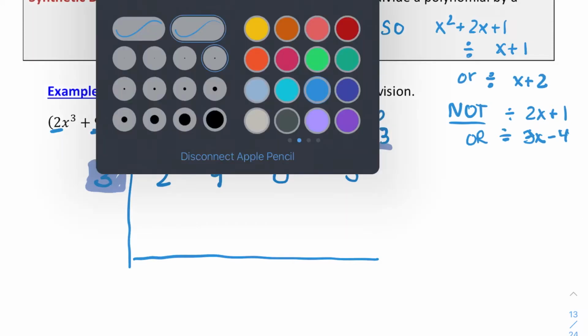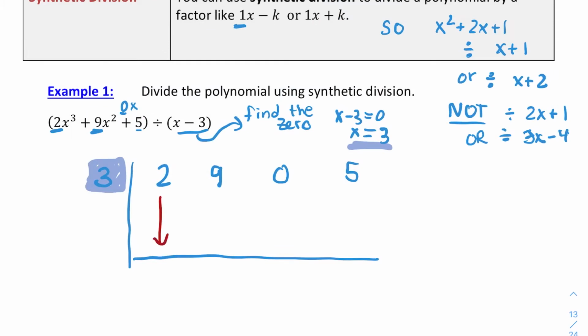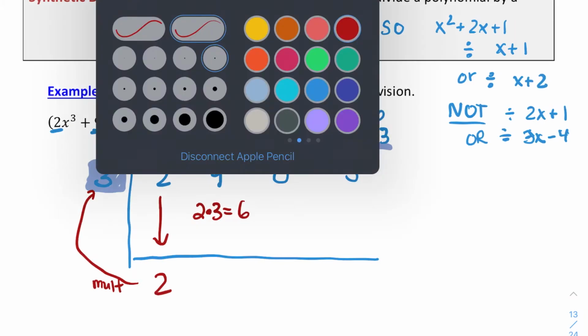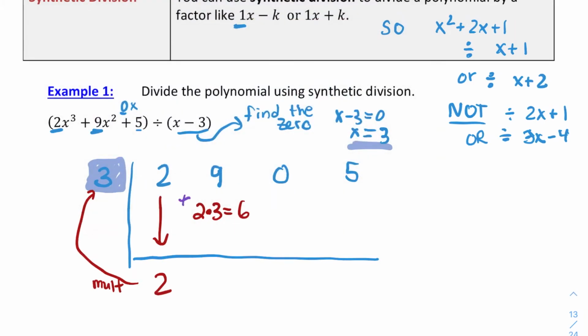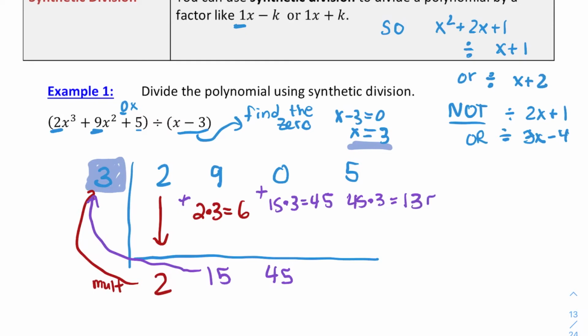And then it's kind of like the long division algorithm. First, though, I'm going to drop down my first number and then multiply it back times the number that was on the outside. So 2 times 3 gives me 6. It's kind of like when you multiply back in long division. Then you're going to add those two values together. So 9 plus 6 gets me 15. I'm going to multiply that new number back. 15 times 3 gets me 45. Again, add 0 plus 45 gets me 45, and then multiply back again. 45 times 3 gives me 135. 5 plus 135 gets me 140.